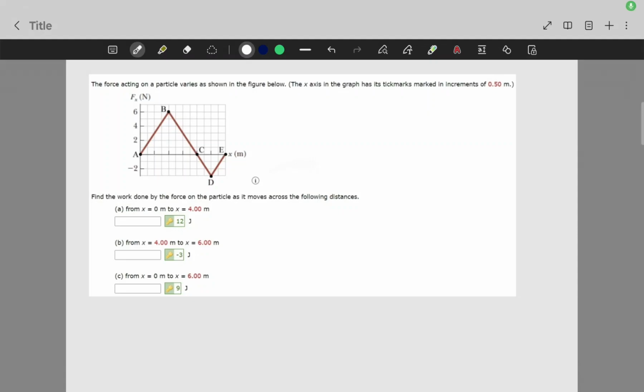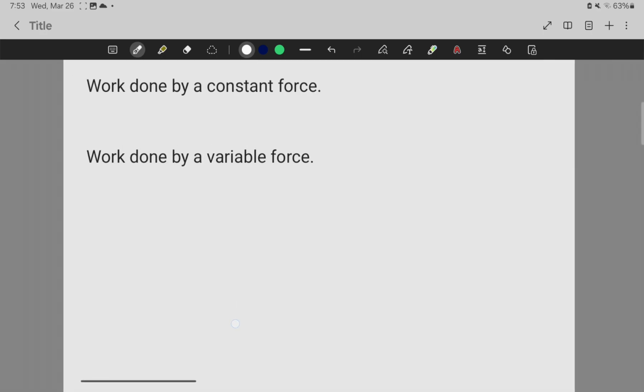Guys, we're just going to do some example problems with work being done by a variable force. I think this should be on y'all's study guide for exam 2. So we're going to get to this problem, but first, just a quick review.